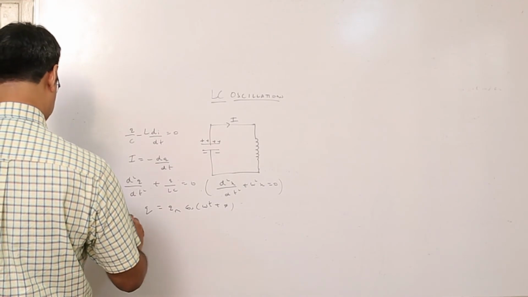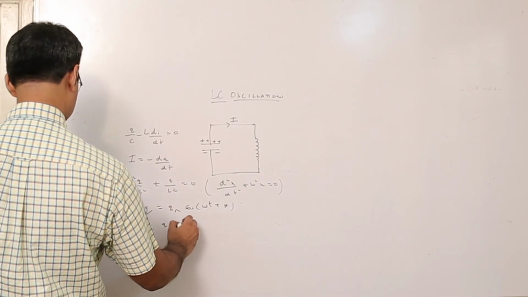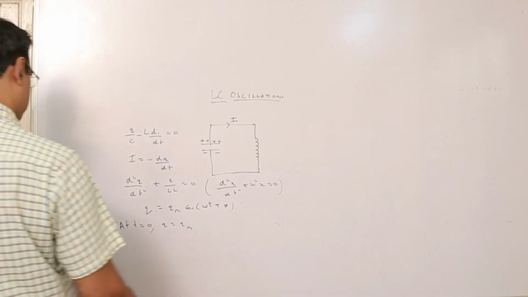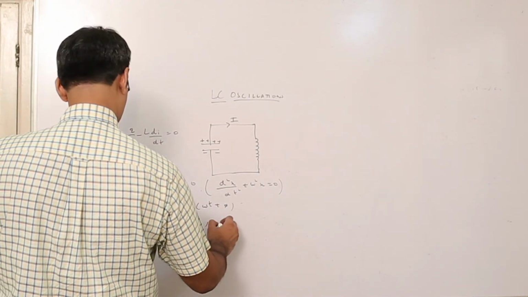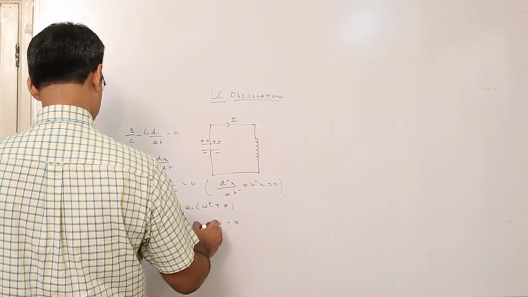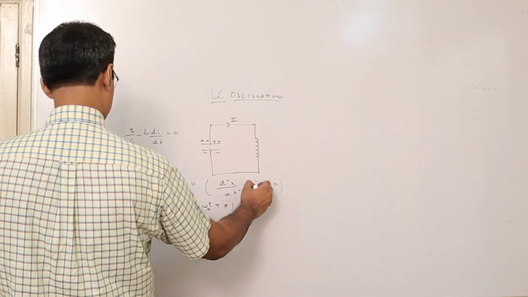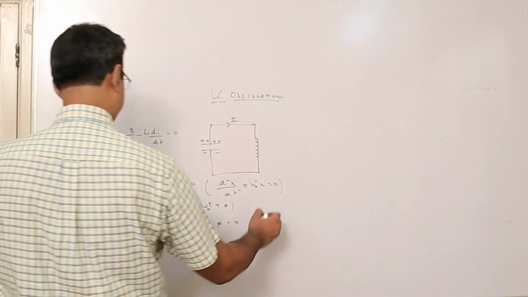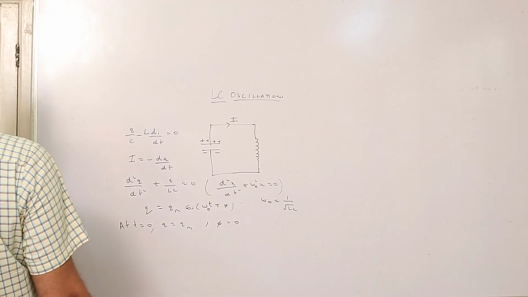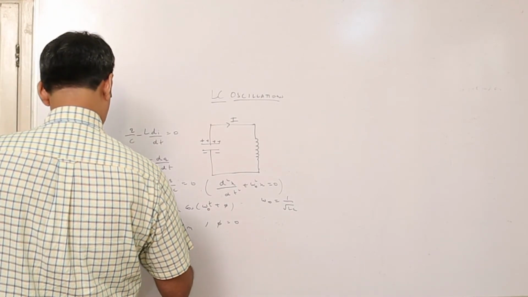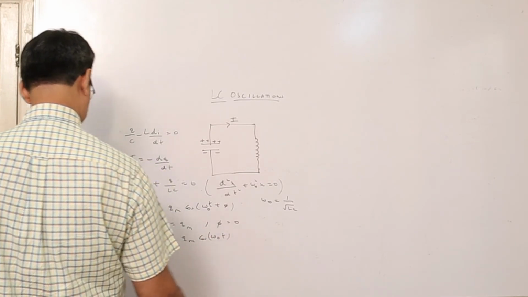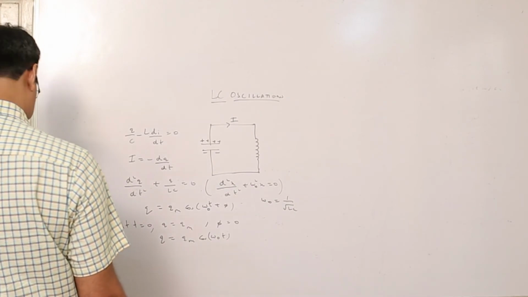Now, as I said right at the beginning, the capacitor is fully charged, so when time is 0, Q is Qm. So this gives phi equal to 0. And one more thing, you know that omega 0 is equal to 1 by root LC. So we can now write the equation as Q equal to Qm cos omega 0 t.